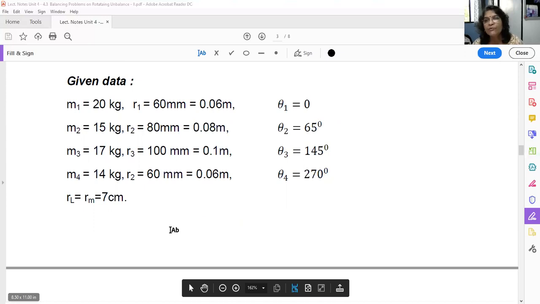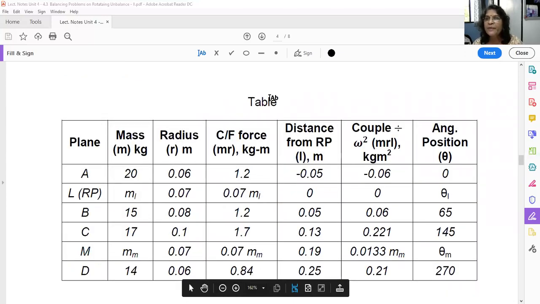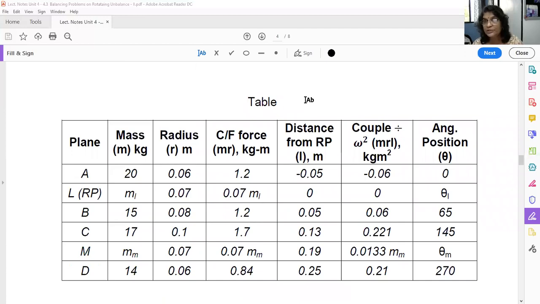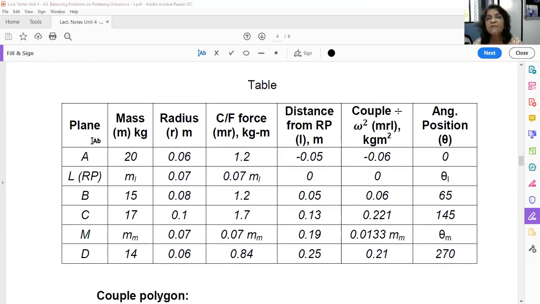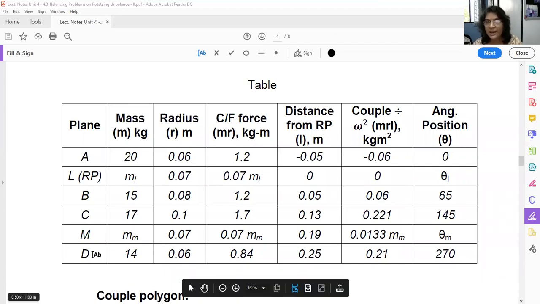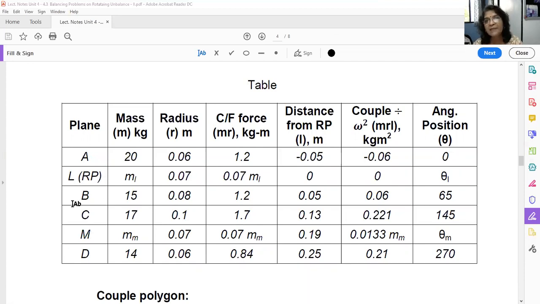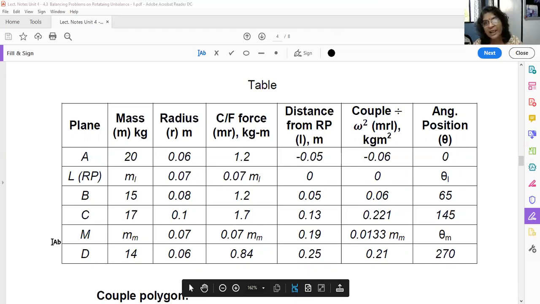Now, what is the step procedure? The first step is you have to prepare a table. As I told you, this is a very typical table. Once you prepare the table, it will be very easy for you to draw the couple polygon and force polygon. What are the columns? The first column is always the plane. How many planes are there? There are 4 masses, A, B, C and D, and there are 2 planes where we want to provide the balancing masses, plane L and plane M. Show this in the sequence from left to right: A, L, B, C, D, or rather A, L, B, C, M, D.